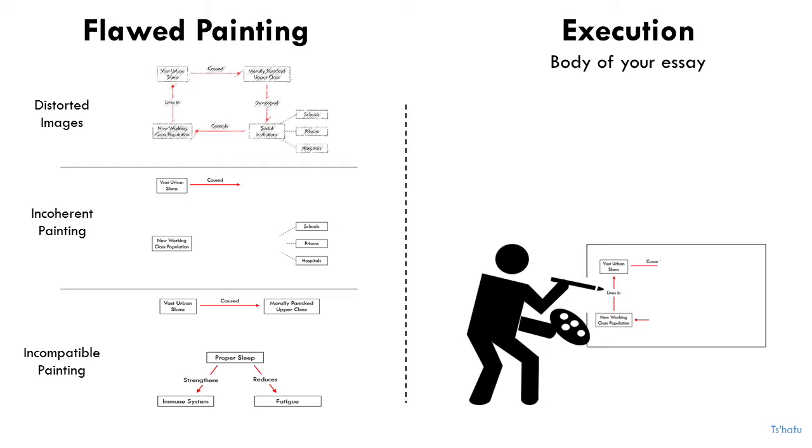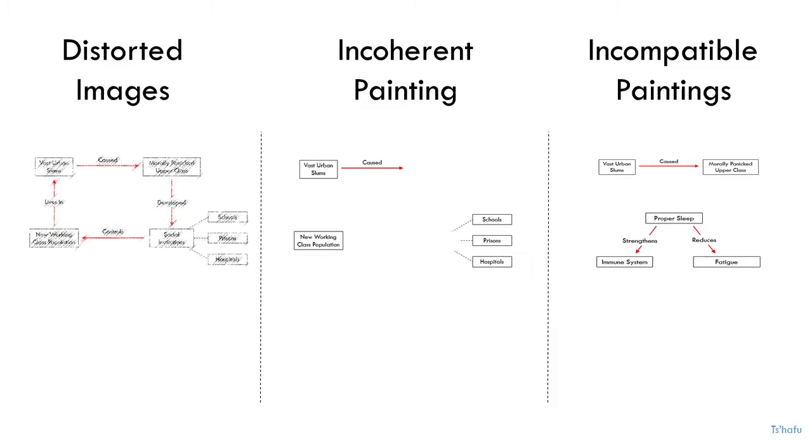You can have a painting that is both distorted and incoherent. You can have one that is incompatible and distorted. In fact, sometimes you can even have all three, right? So in that sense, we want to be mindful. And the way we can be mindful is to ask ourselves these following questions.